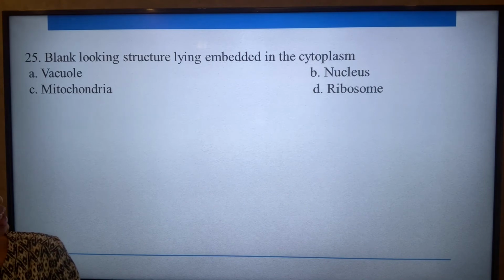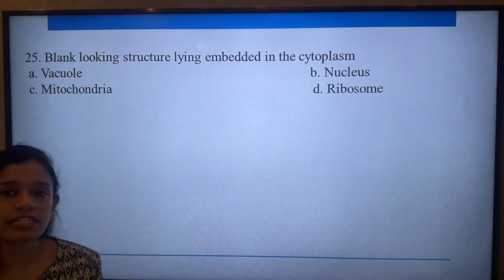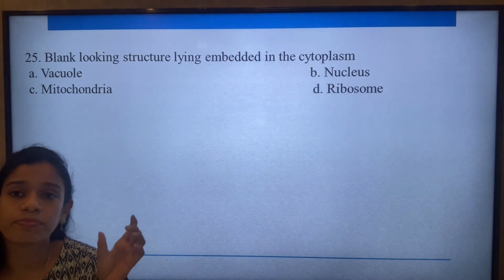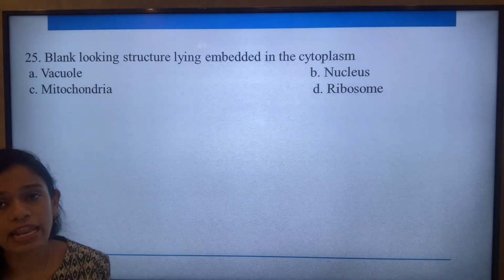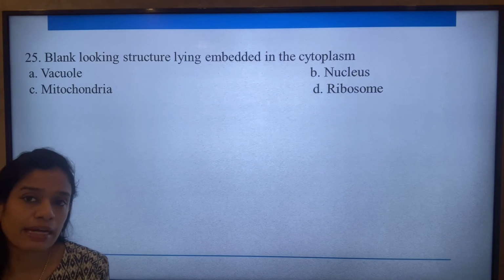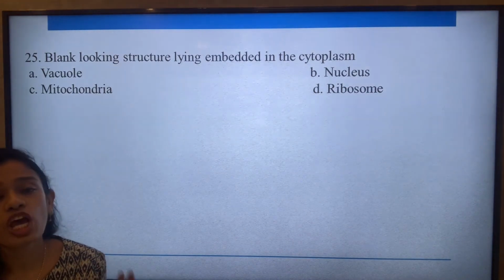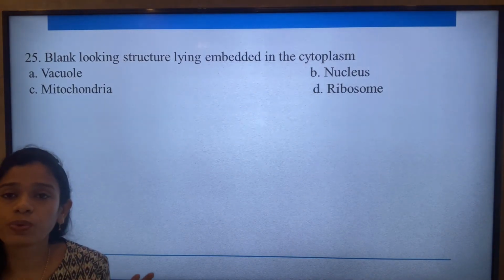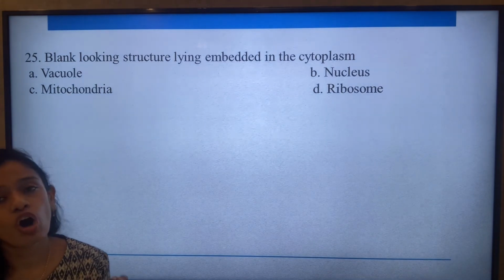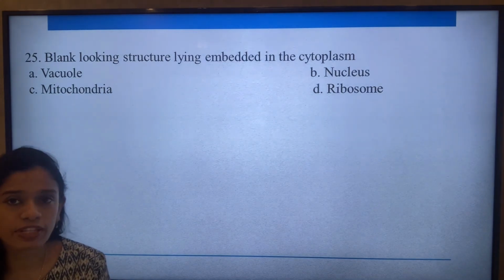Blank looking structure lying embedded in the cytoplasm. We see some blank looking structures, that is some big structures present within the cell. Mostly it is found in the plant cell, and it is very less conspicuous in that of the animal cell, or it may be absent totally for the animal cell.